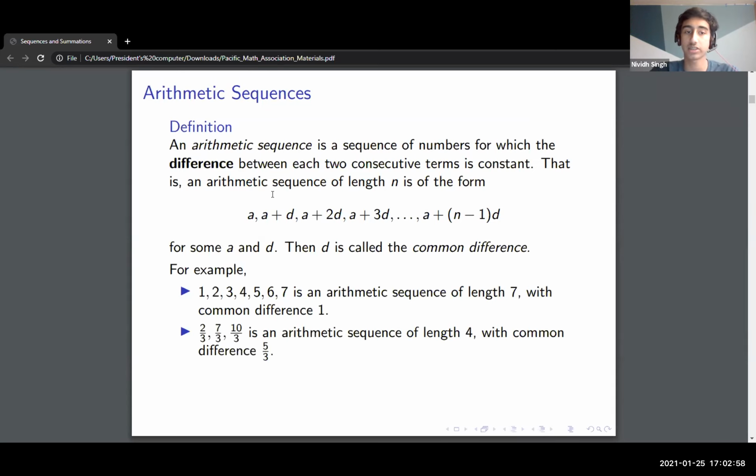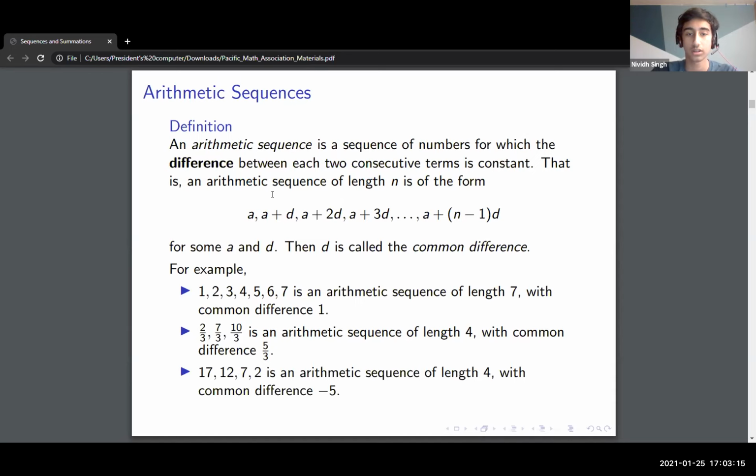Another example of an arithmetic sequence is 2 thirds, 7 thirds, 10 thirds, and so on. This is an arithmetic sequence of length 4, and it has a common difference of 5 thirds. One more example of an arithmetic sequence is 17, 12, 7, and 2. This is an arithmetic sequence of length 4 because there are 4 terms. The common difference is negative 5. So as you can see, the common difference can also be negative.